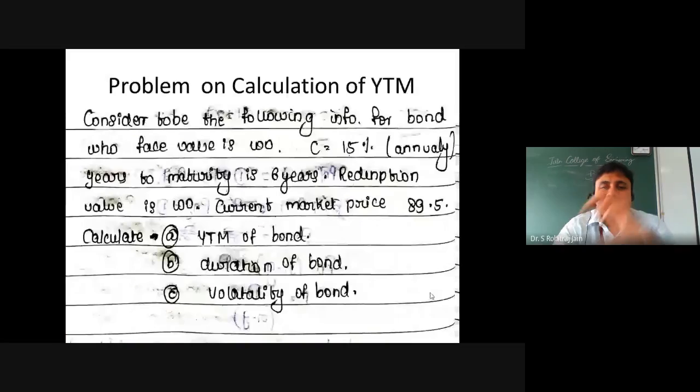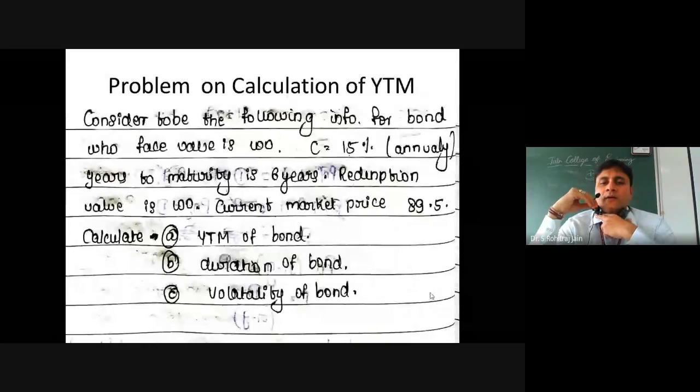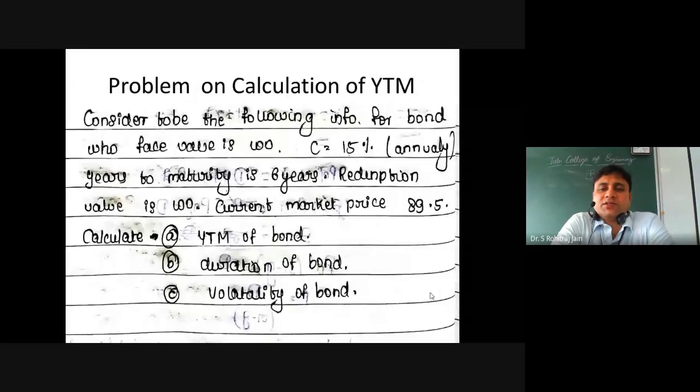So what they have given me here, they have given me a bond whose face value is 100 and the coupon interest is 15%, which is paid annually. And years to maturity is 6 years. That is, the number of years is 6 years. Then the redemption value is 100.